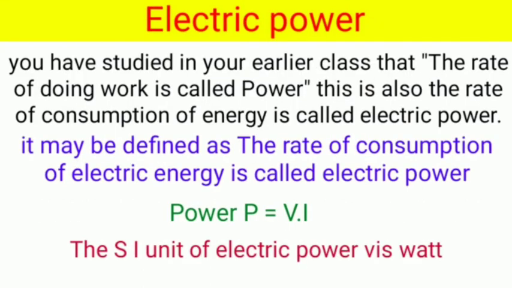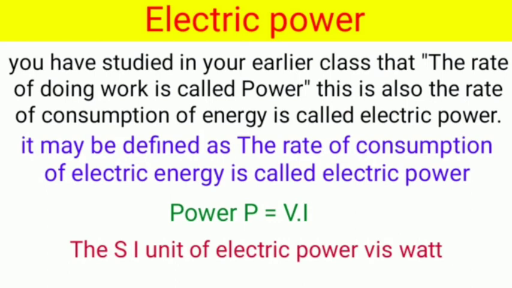Now our next topic is electric power. You already know what is power. You have studied it in your previous class. Power, the rate of doing work, is called power. But in this chapter, the definition of electric power is the rate of consumption of electric energy per unit time. It may be defined as the rate of consumption of electric energy.